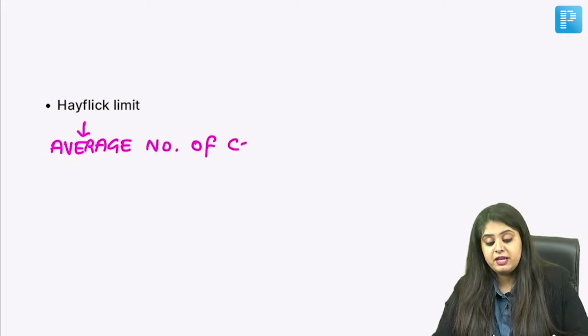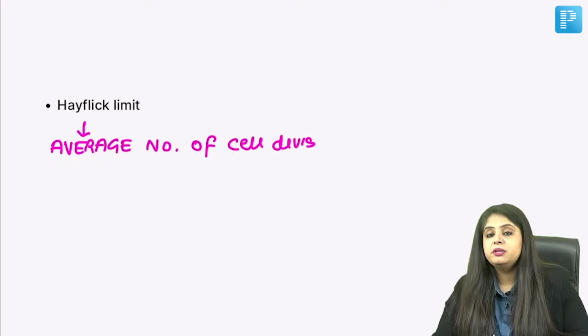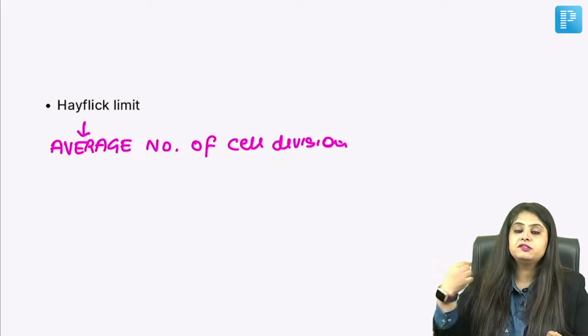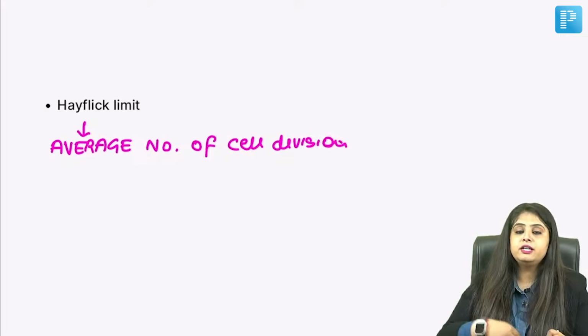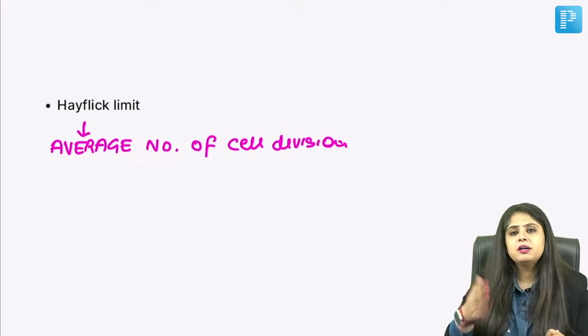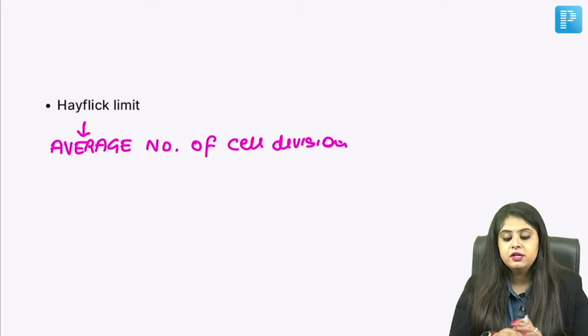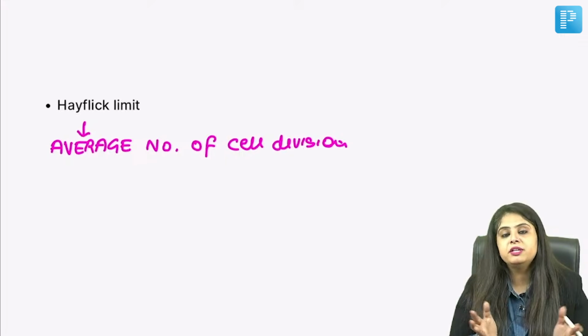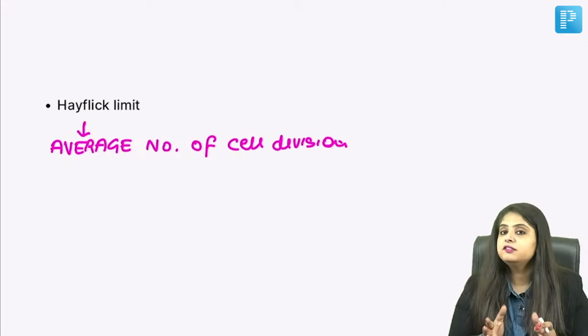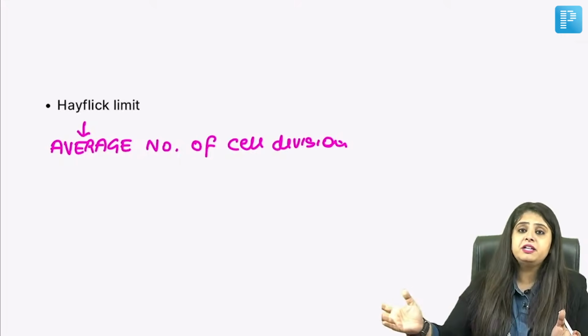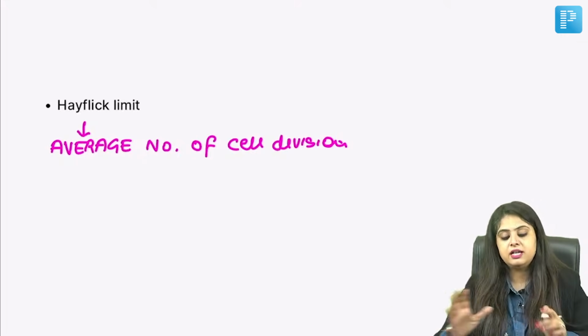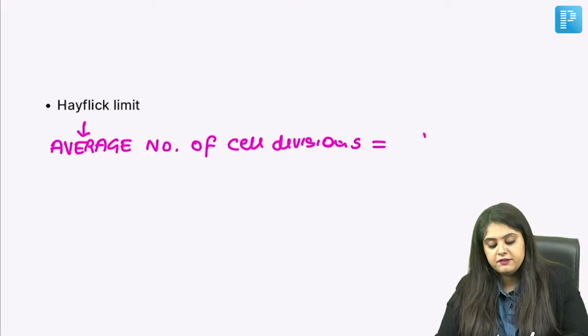Now just imagine I'm taking an average, which means that includes everything from your skin to your lungs to your GIT to your hair. Everyone's division ability is different. Skin is something which is dividing on a daily basis. Your blood cells are dividing on a daily basis. Your brain is not dividing. I wish it would have been dividing, then we would have had so many brains and so much to learn. Some cells are not dividing, some cells are dividing every day. So we took an average of all. The average number of cell divisions in a lifetime is 60 to 70.